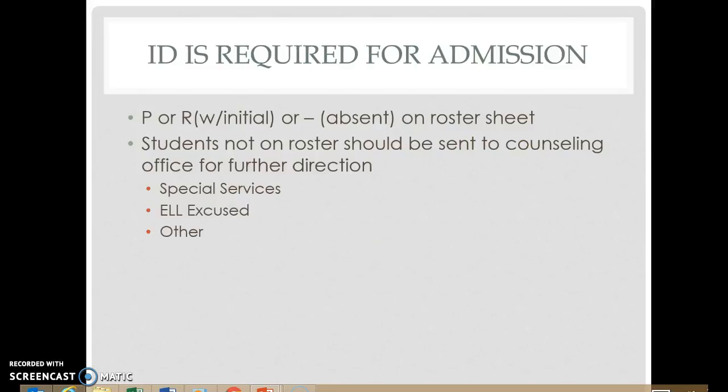Students are required to have an ID for admission. You would mark on the roster sheet with an E or a P indicating a photo ID, or an R with the initials of the staff member that recognizes that person. If they are absent, a dash is appreciated. Students who are not on your roster are probably testing somewhere else, or they may be excused, and so you should send them to the counseling office or an administrator who will have a list of those students so we can direct them to the appropriate room.